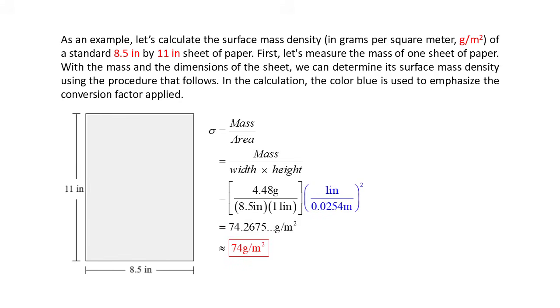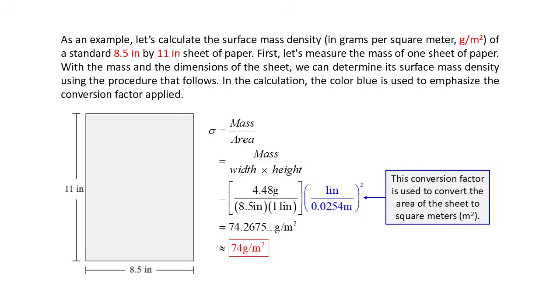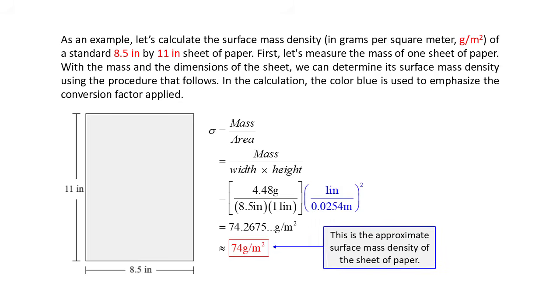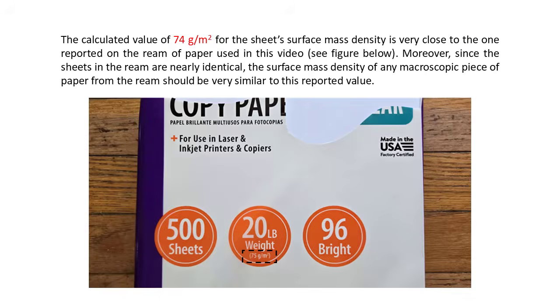In the calculation, the color blue is used to emphasize the conversion factor applied. This conversion factor is used to convert the area of the sheet to square meters. This is the approximate surface mass density of the sheet of paper. The calculated value of 74 grams per square meter for the sheet's surface mass density is very close to the one reported on the ream of paper used in this video. Moreover, since the sheets in the ream are nearly identical, the surface mass density of any macroscopic piece of paper from the ream should be very similar to this reported value.